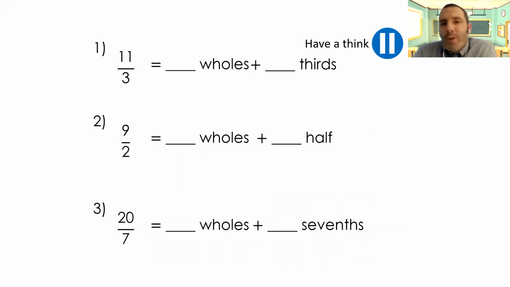How did we get on? So we've got 11 thirds. So we can draw out our bars with thirds and colour them in until we've used 11. And we should have 3 wholes and 2 thirds left over. 9 halves. So again, we can draw our bars out with our halves. We'll have 4 wholes and 1 half left over. 20 over 7, again, our bars will be split into 7s. I'll have 2 wholes and 6 sevenths.